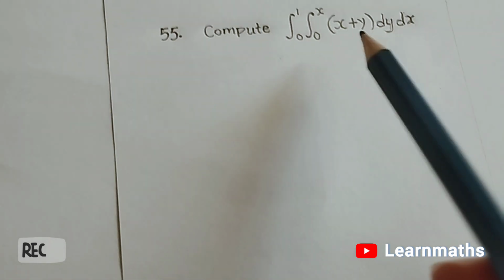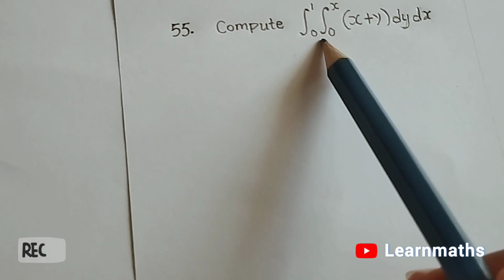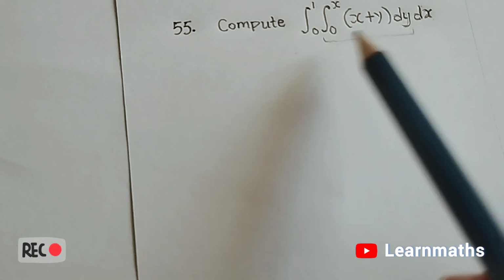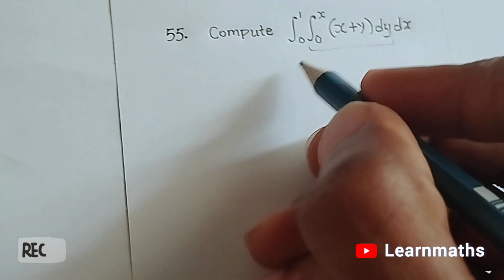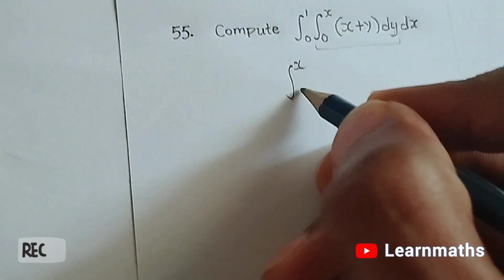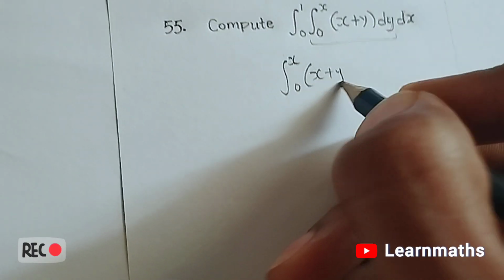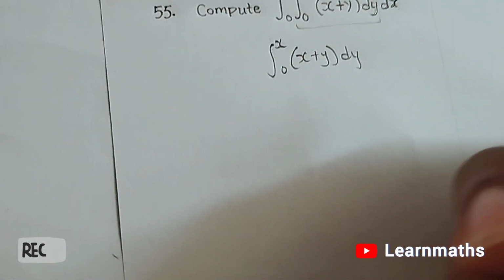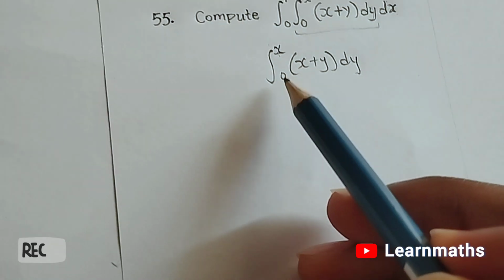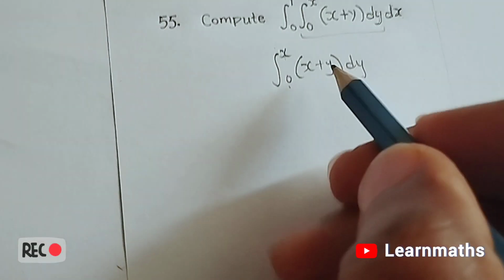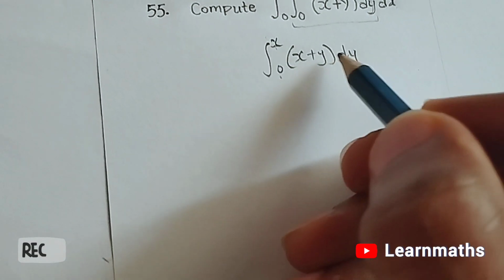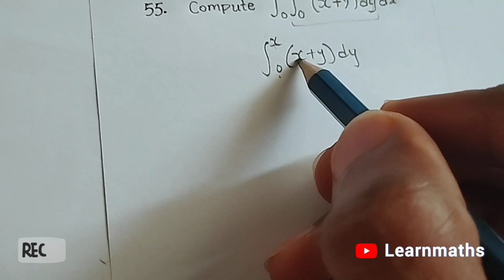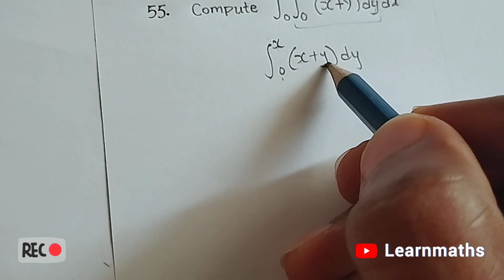Now, this is what you do. You're going to take into consideration first the inner integration, right? So let's start by integrating x plus y with respect to y, right? With upper limit of x and lower limit of 0, right? Now, since I'm integrating with respect to y, any other letter is going to be a constant. Y will be the only variable there, right?